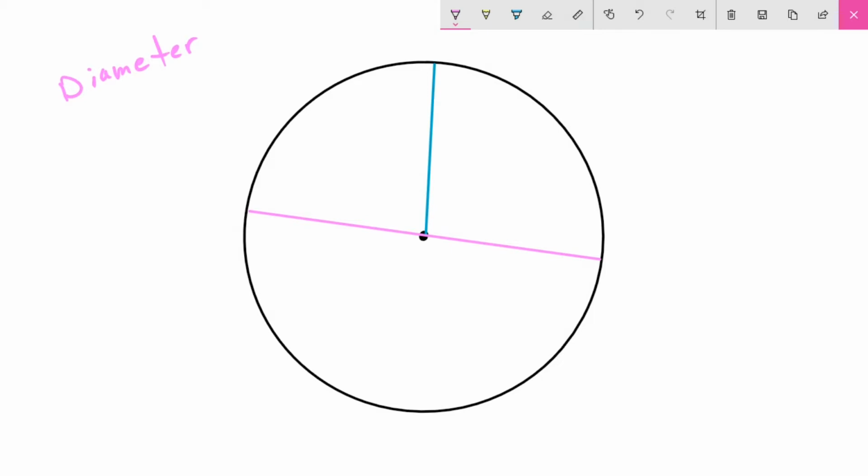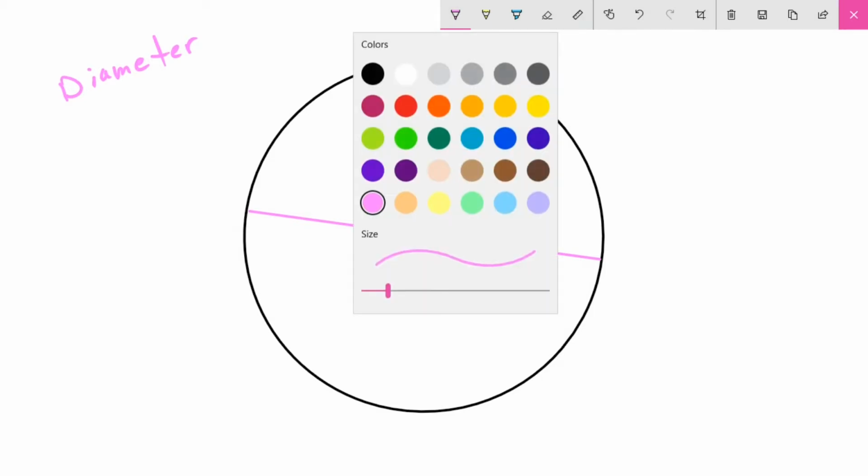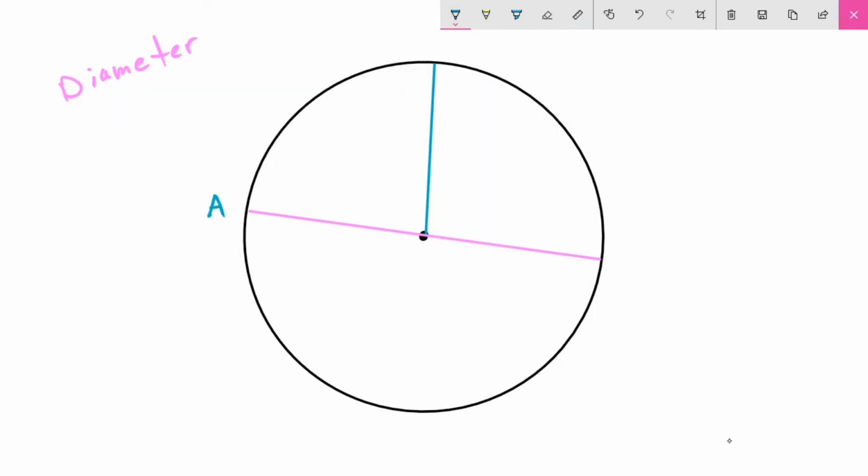And just like with a circle, for example, if I had A, C, B, my diameter here would be notated AB because we're going all the way across. Diameter AB. Okay, after the diameter, here's a new one. I don't know if you've heard this one when it comes to circles, but we've got a chord.